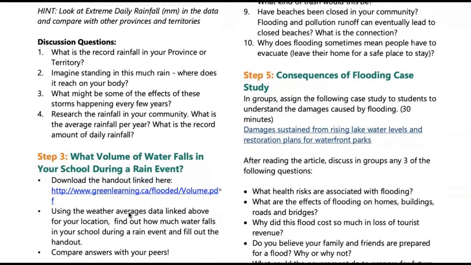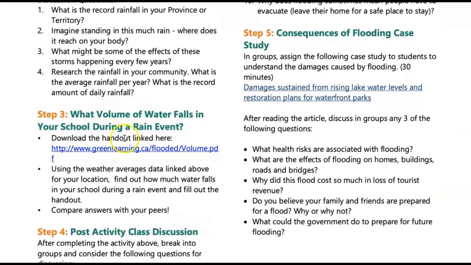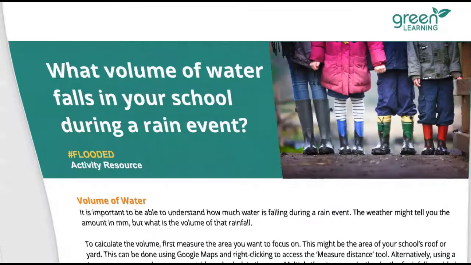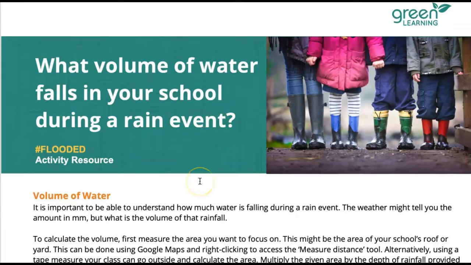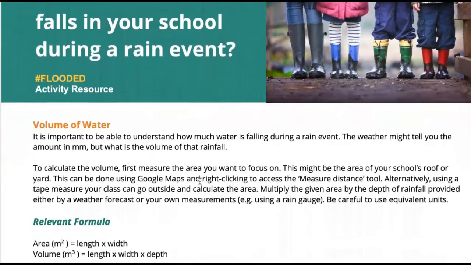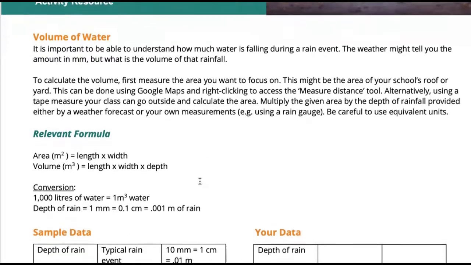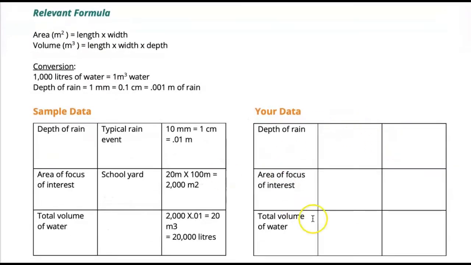Now let's move on to step 3. What volume of water falls in your school during a rain event? Download the handout linked here. Using the weather averages data linked in Step 2 for your location, find out how much water falls on your school during a rain event, and fill out the handout here. Then compare answers with your peers. Please pause the video now to complete this exercise.